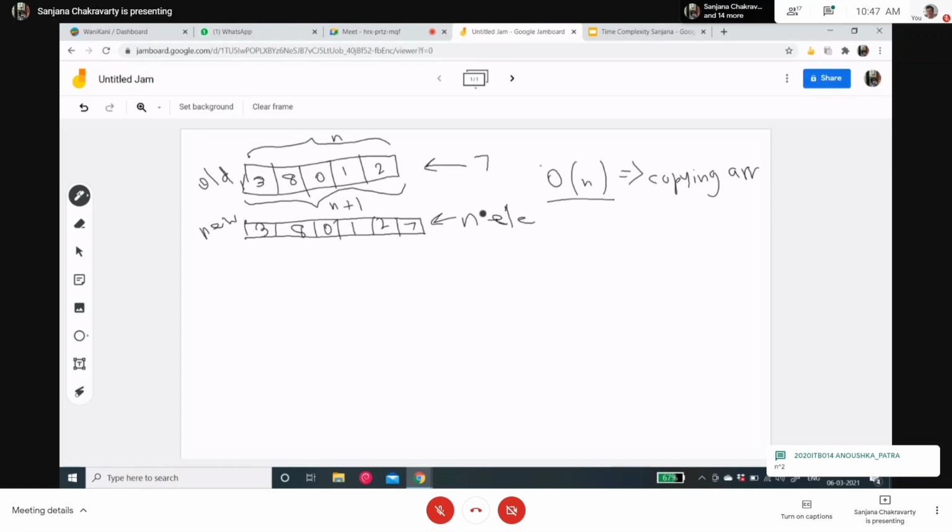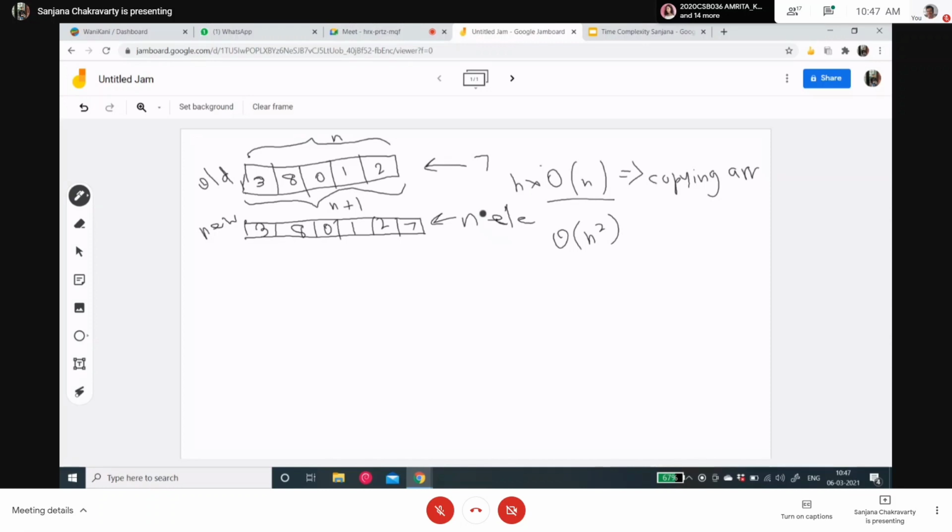If I am making n insertions, I am copying this array n times. So that's n times O of n operations. That would be O of n squared. That's not good. This is not efficient. We don't want this. We want to do better than that. So, like Devapriya has said, we will do things a little differently.